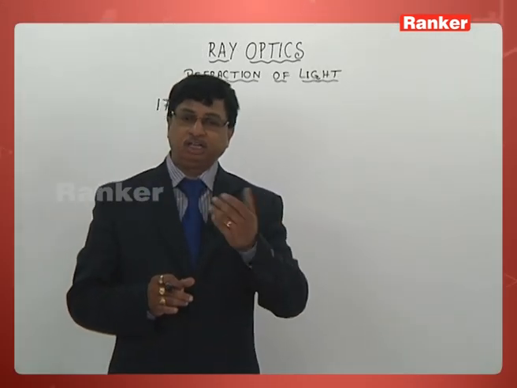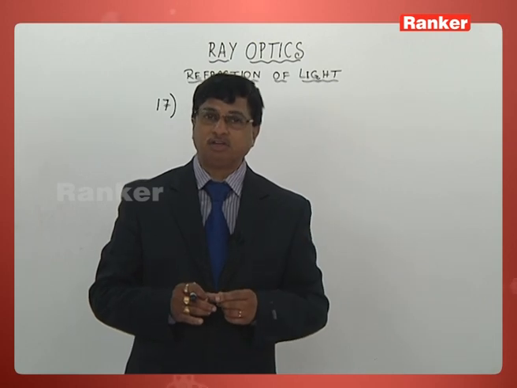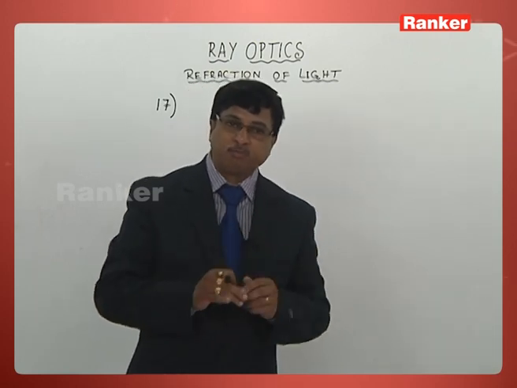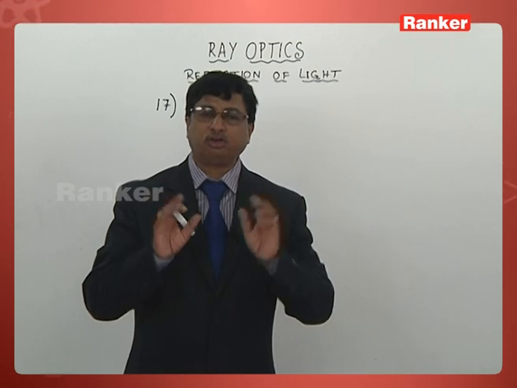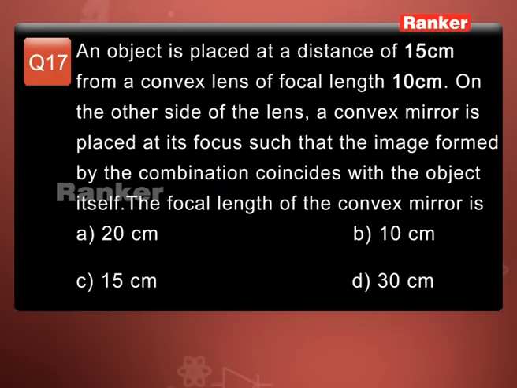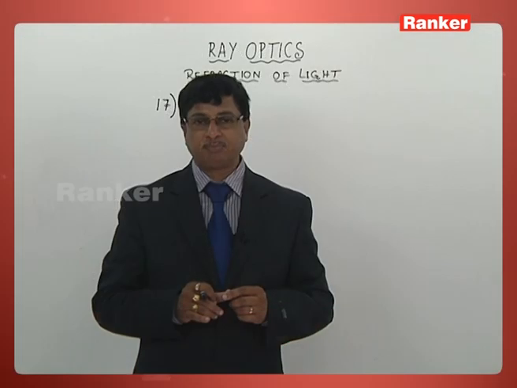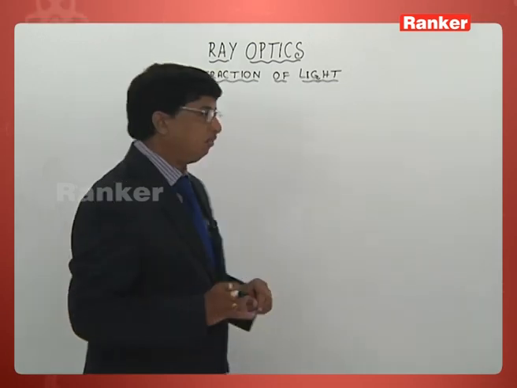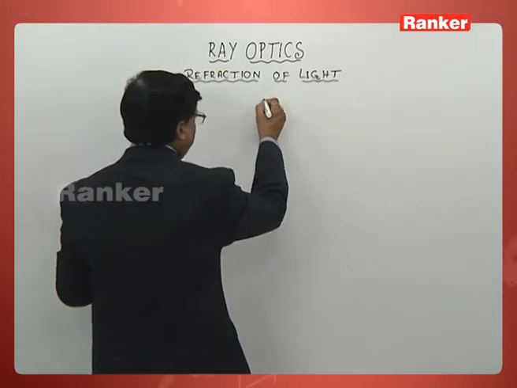The convex lens he has already given. Its focal length is given as 10 cm. The object is placed at 15 cm distance. Everything is known to us. Now, the options are given this way. First option is 20 cm. Second option 10 cm. Third option is 15 cm. And fourth option is 30 cm. So let us first of all check the same condition over here.